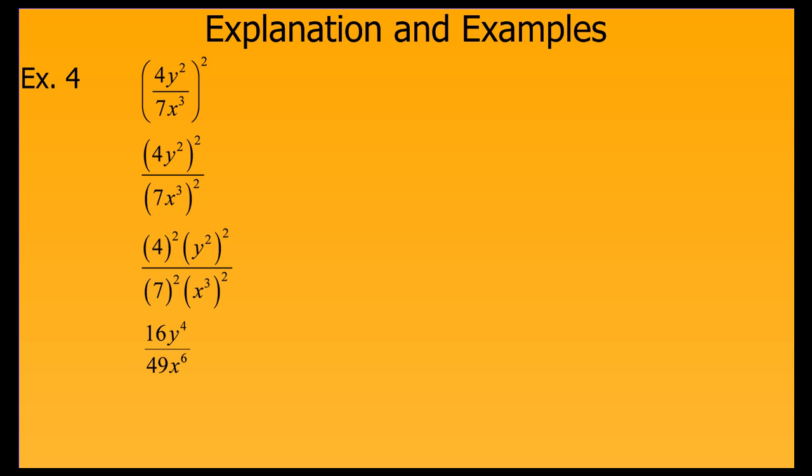I can now simplify. 4 to the 2nd power gives me 16, and y to the 2nd to the 2nd gives me y to the 4th in the numerator, and 7 to the 2nd gives me 49, and x to the 3rd to the 2nd gives me x to the 6th in the denominator. So 16y to the 4th divided by 49x to the 6th is my simplified form.